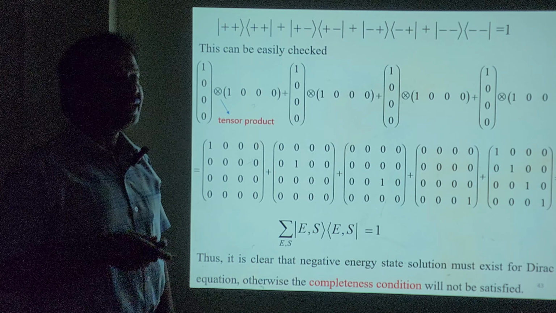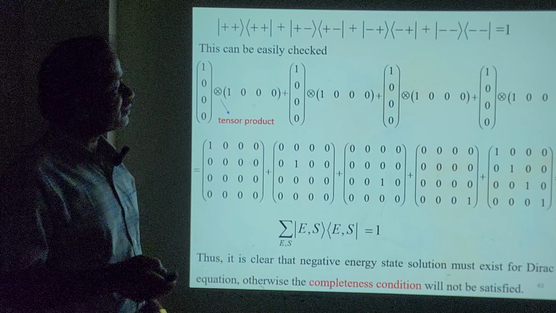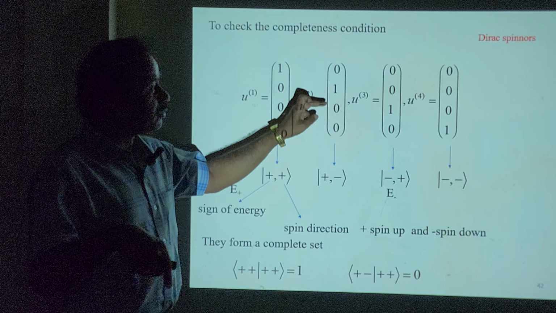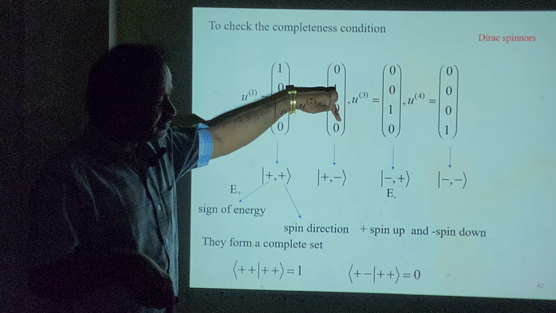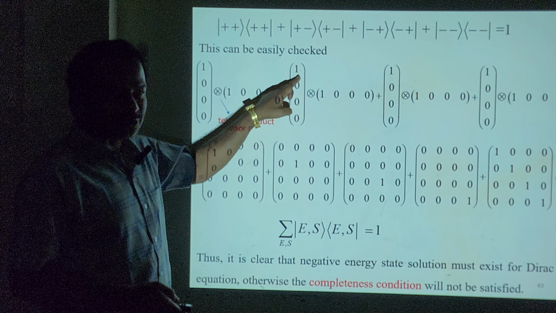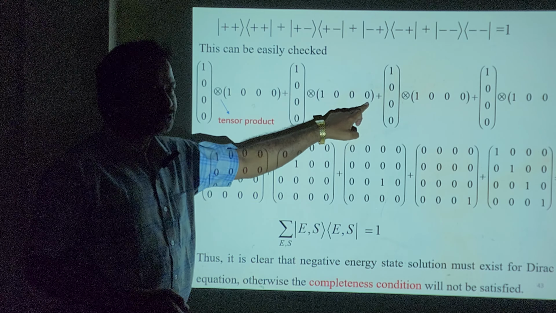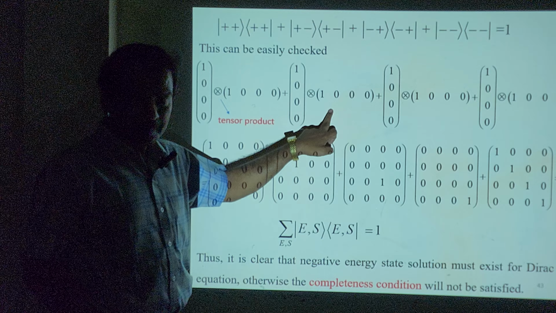Next one is this, plus minus. So what will be E plus minus, E plus with spin down. So you have to write 0 1 0 0. So this must be 0 1 0 0. This must be 0 1 0 0. So that's a mistake here.